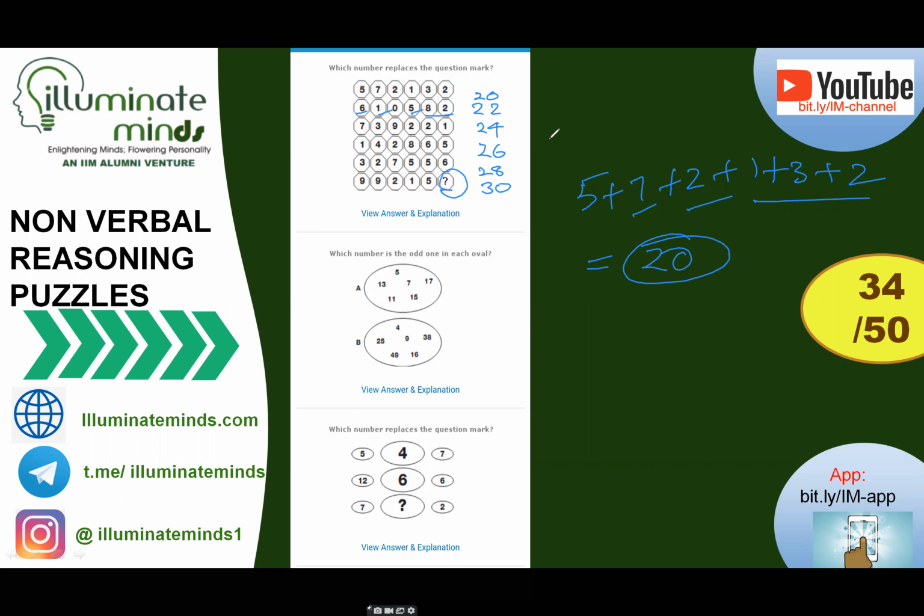What about the second question over here? So again, we need to find the odd one in each oval. So in the first one, all of them are prime except 15. So 15 is the odd one out. In the second one, everything is prime except 38. So 38 is the odd one in the second oval. Third one, what is happening?